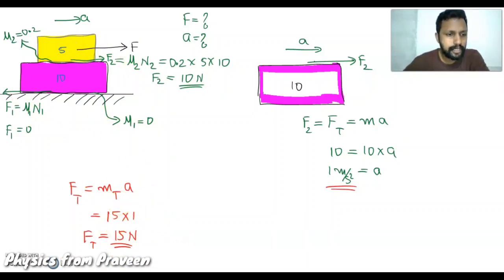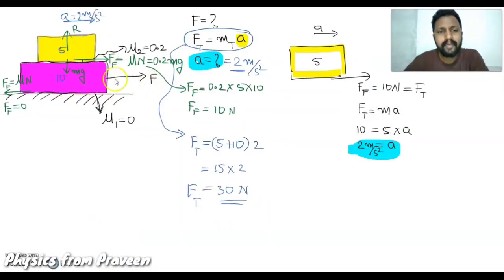Let's compare the two situations. In this situation, we were applying a force over the lower block. Then we are finding out the frictional force in both cases. Then the block where we are not applying a force, we are taking that block into consideration and we are finding out the common acceleration. The acceleration of this block will be the common acceleration. Then you could find out the total force.